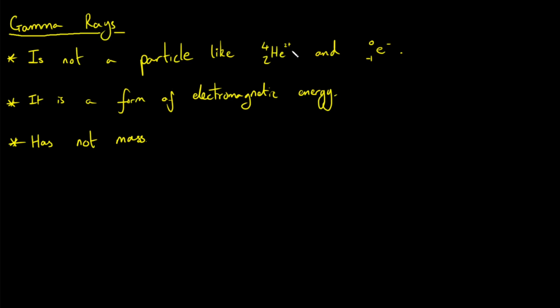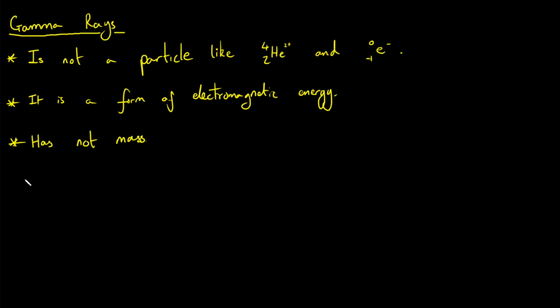There's no protons and neutrons and electrons in a gamma ray. It's just energy, pure energy. It doesn't have a mass. And those are the kind of key points that we need to know about gamma rays. We'll talk a little bit more about its properties in just a second as well.